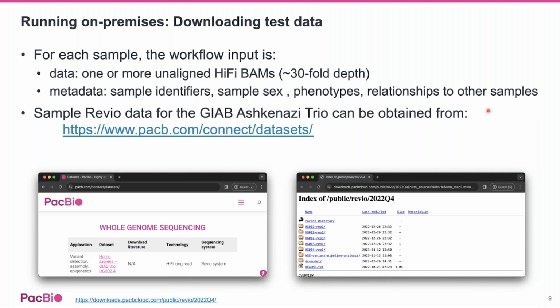If you don't have your own HiFi WGS data, you can get some example data for the Genome in a Bottle Ashkenazi trio from the websites at the bottom of this slide. I'll be using that in the examples that come up.